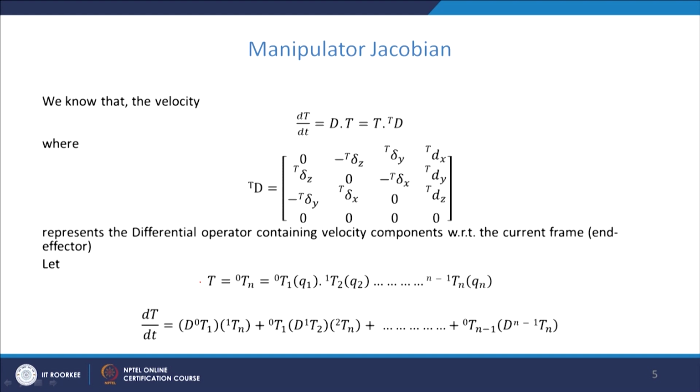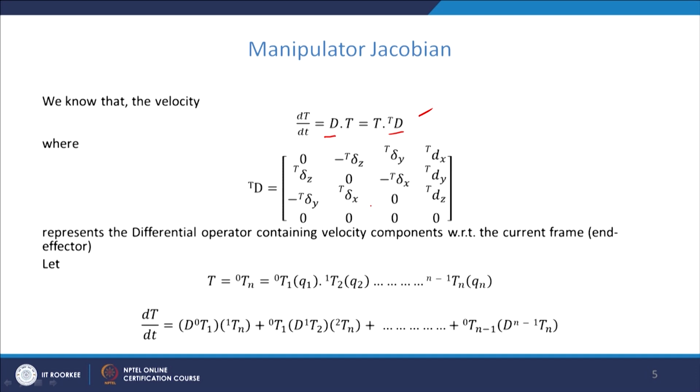So now we have already seen this particular formula, that is, the velocity of the frame T is given by D into T, where D is the differential changes or the velocity of the frame with respect to the base frame, the zeroth frame. And the same thing can also be expressed as T into delta T, that is, the velocity of the frame with respect to itself is given by delta T. So this relation we have already seen.